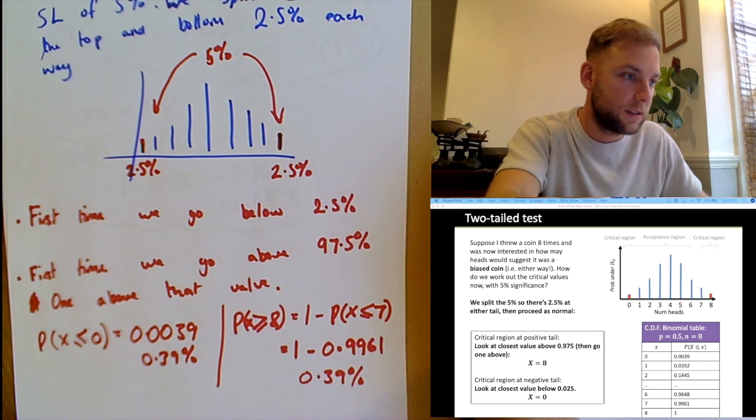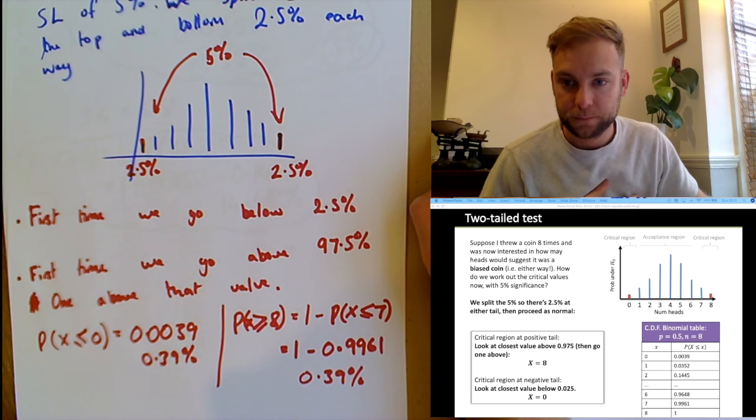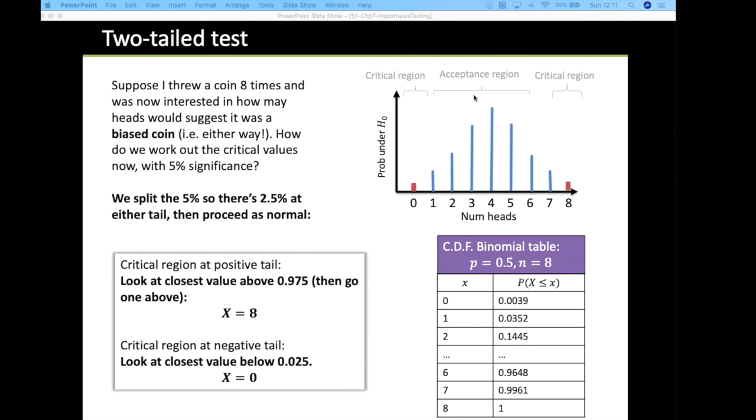Okay? So notice here, this is actually a really good little picture. So here we've got the critical region. Can I zoom in on that? No. So here we've got our critical region, which is 0. We've got our accepted region here between 1 and 7. And then we've got our critical region at the top, which is 8 as well. So this is now a two-tailed test.